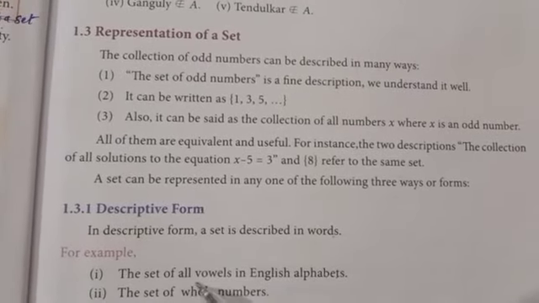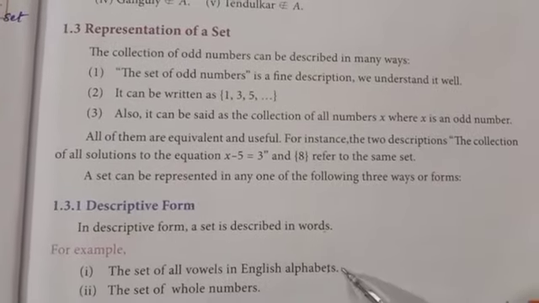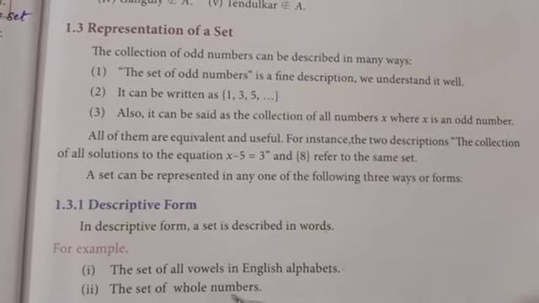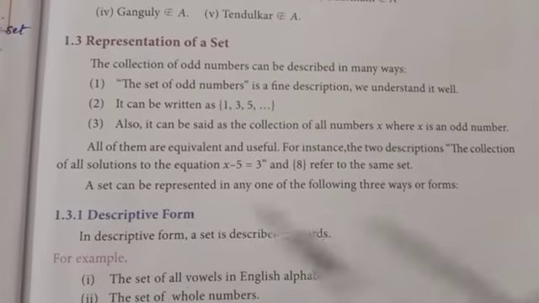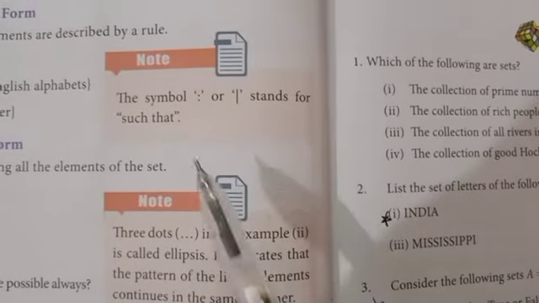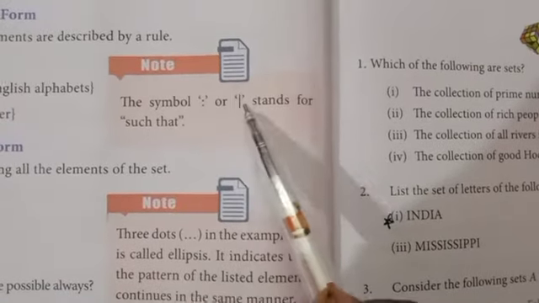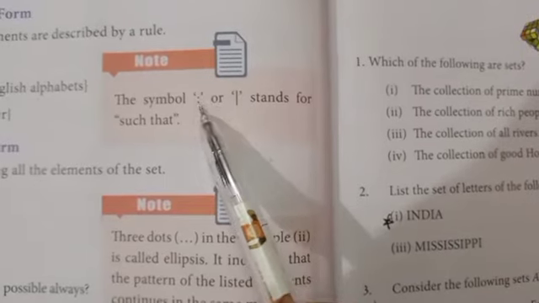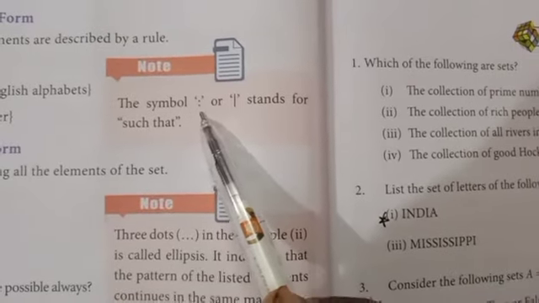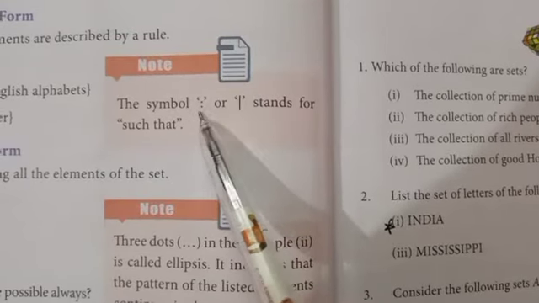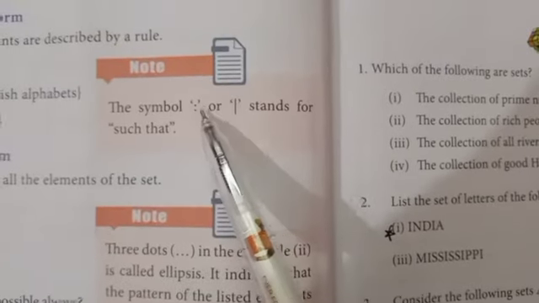The set of all vowels in the English alphabet. The set of whole numbers. This kind of format is called a descriptive form. You have to know this symbol. The symbol is called such that. These two dots mean such that. In lower classes you used this format as a ratio. Here in sets we use this as such that. What is the symbol name? Such that.